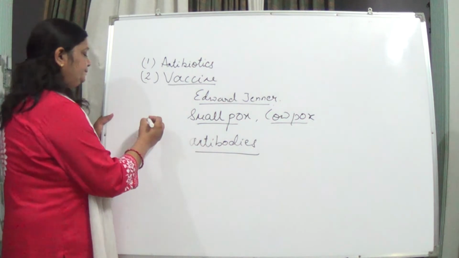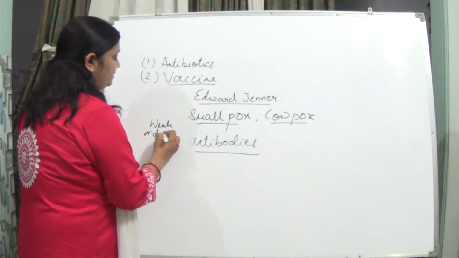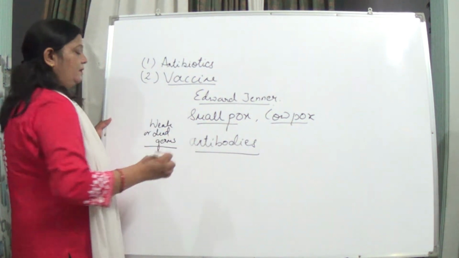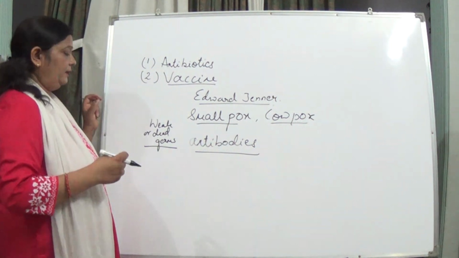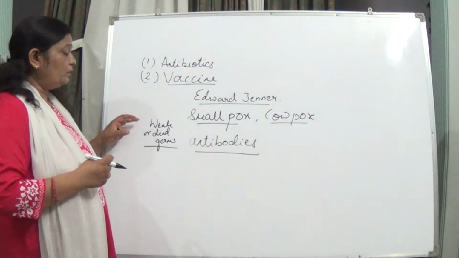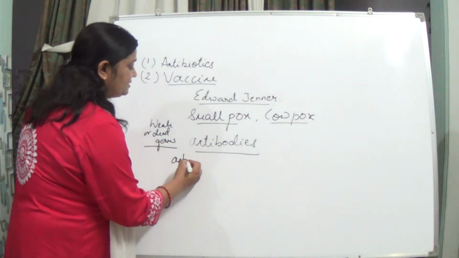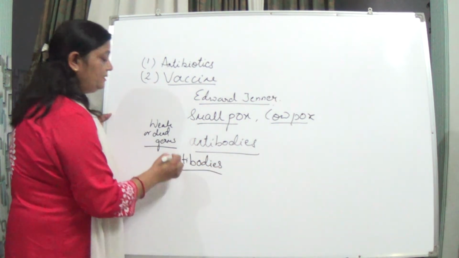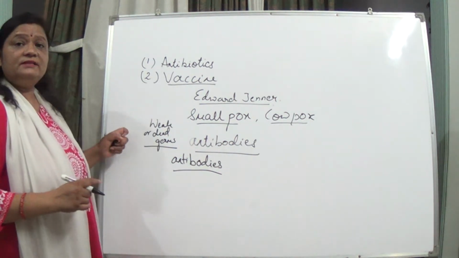The weak or the dead germs are given, or inoculated, in a person's body so that the body can produce antibodies. And once these antibodies are produced, they start fighting against the germs.